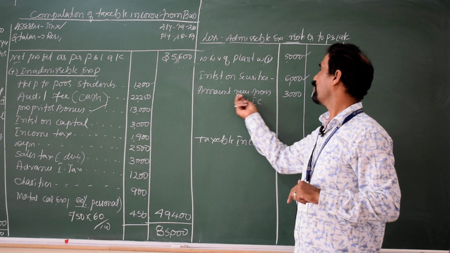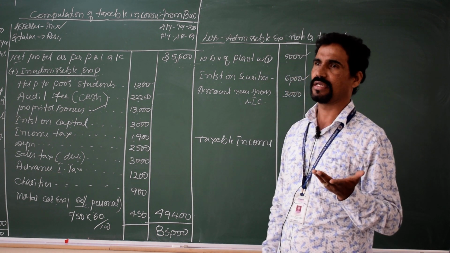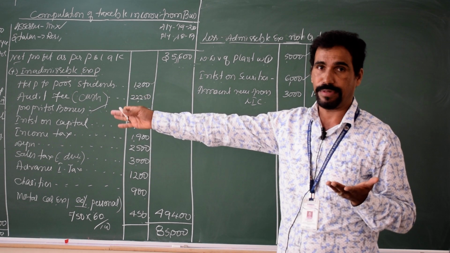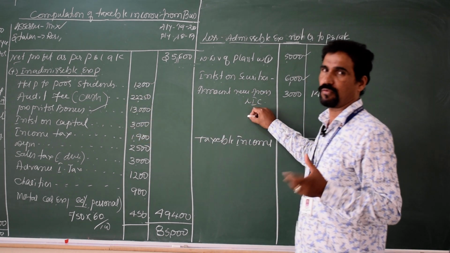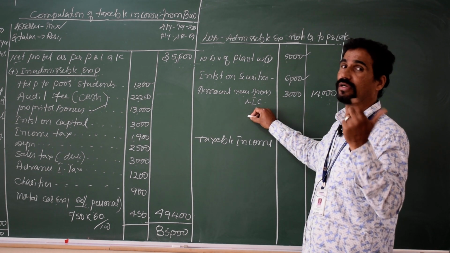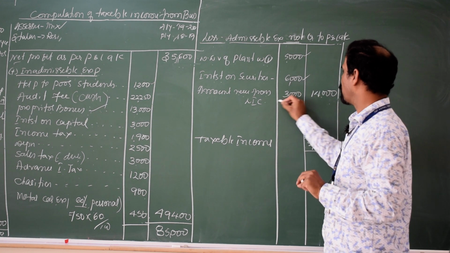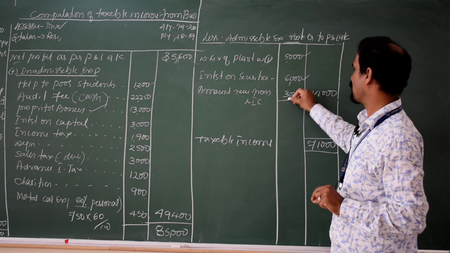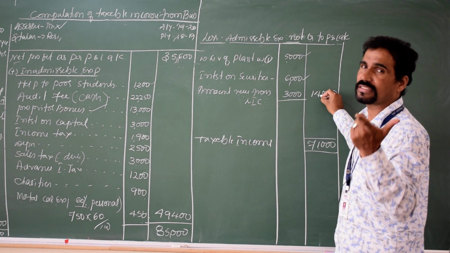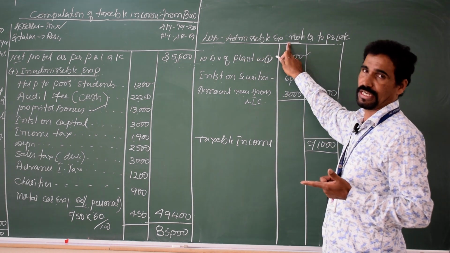Next, amount received from LIC. LIC is personal, meaning life insurance, not for employee benefit, it is only for the proprietor's benefit. The income received is not for an employee, it is for the proprietor. So it is not business income. So totally 5 plus 6 plus 3, totally 14,000, is not business income.